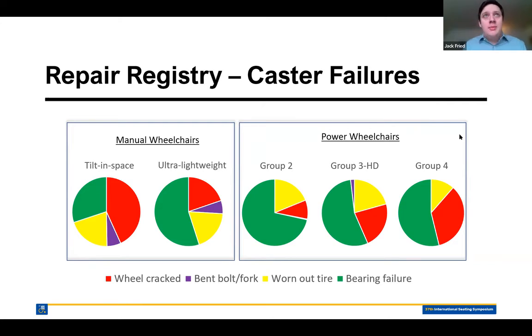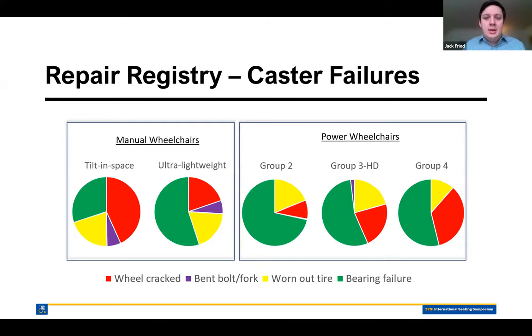One was using one manufacturer's Tilton space, which had 219 failures, and their ultralight, which had 485 failures. You can see in these pie charts that the green and the yellow, those are your low risk failures, your worn out tire, your bearing failure, where the caster can be replaced safely without causing harm to the user. And the high risk failures, which is your wheel cracked, your bent bolt and fork, both of those can cause immediate harm to the user and want to be avoided at all costs.